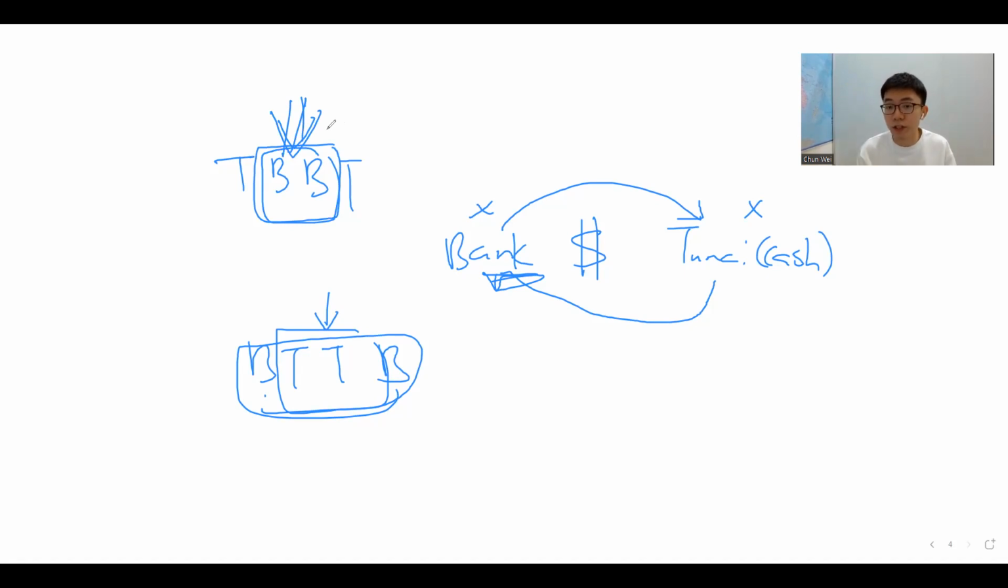So it's a reverse. It's either you withdraw money or you put money in. If you withdraw money, it's this one, BTTB. If you put money into the bank, it will be TBBT. All right? So come back to here. That's how we record for this part.